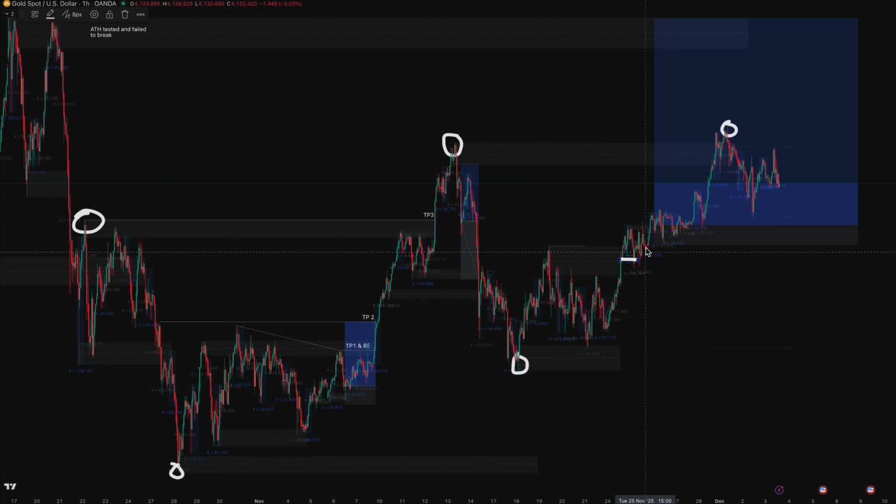And even if I was looking at that around here, where I would have done my macro bias, I would have said, cool, I can see where I would probably want to take an entry off of. I can see that we are bullish. I can see everything lining up on the charts the way I like it. Let's go confirm this with my macro bias.